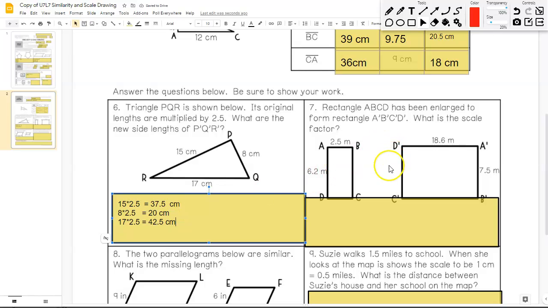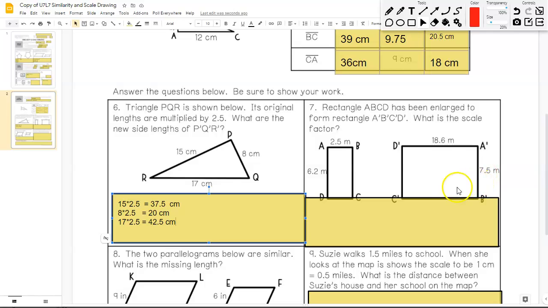Let's look at this one. So rectangle ABCD has been enlarged to form rectangle A prime, B prime, C prime, D prime. Notice the orientation has been flipped. So here is the short side, here is the long side, here is the short side, here's the long side. But AB is the short side, A prime, B prime is a short side.